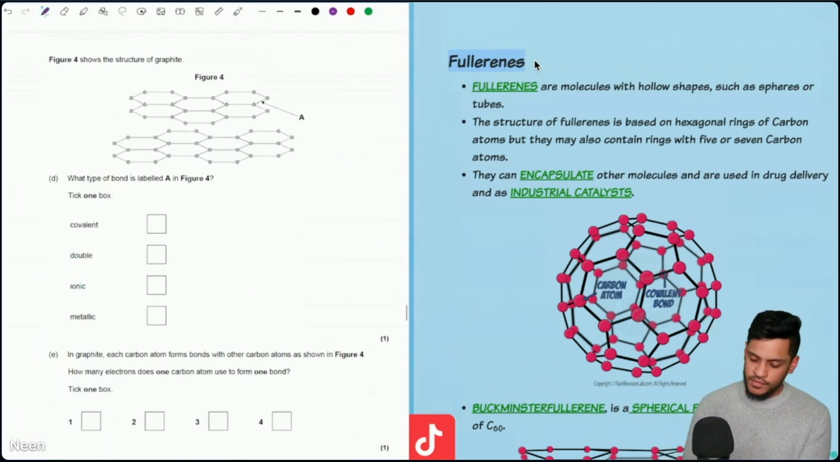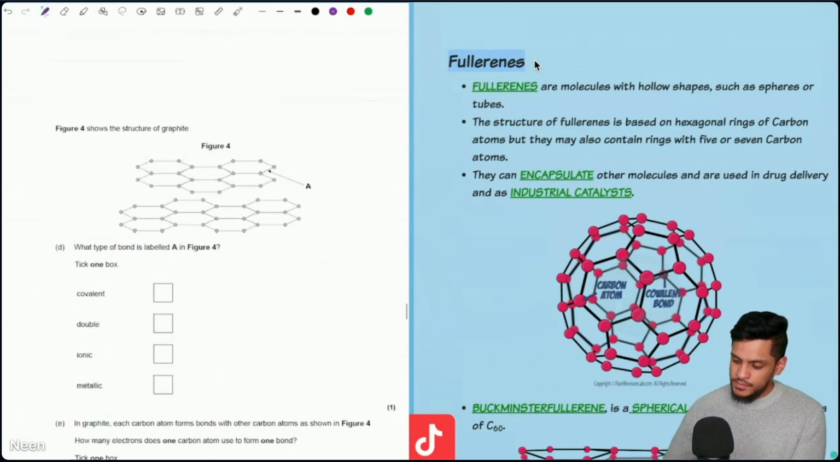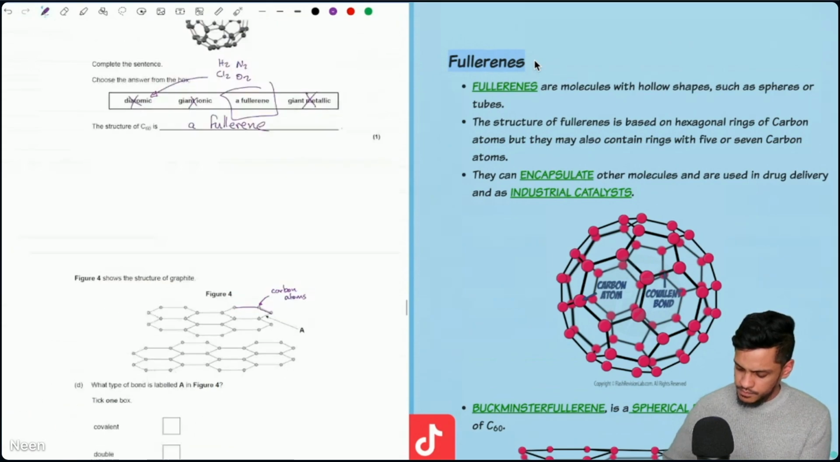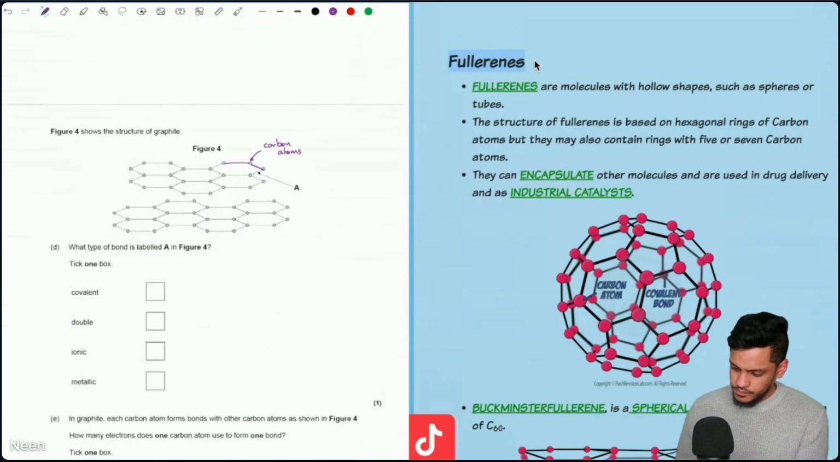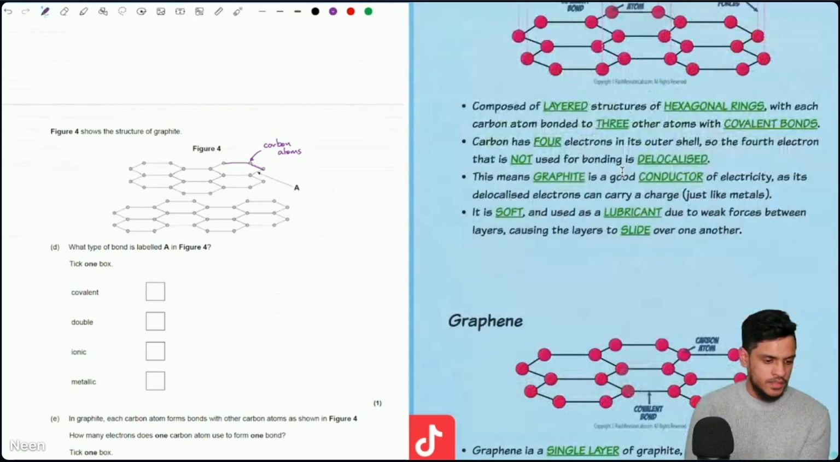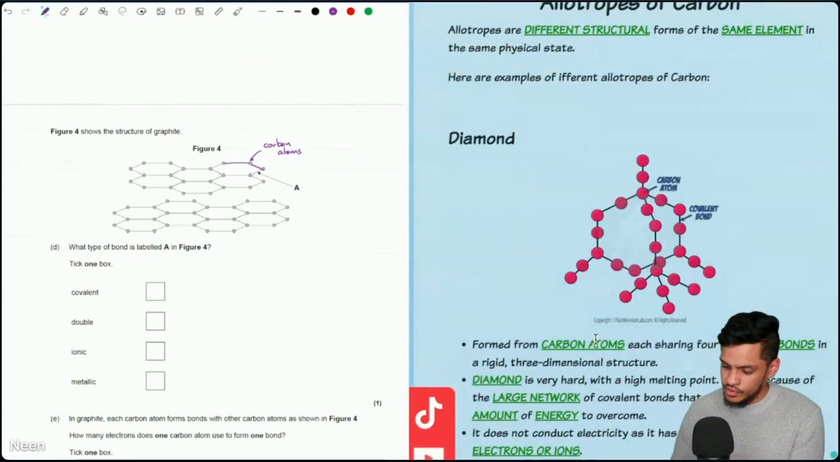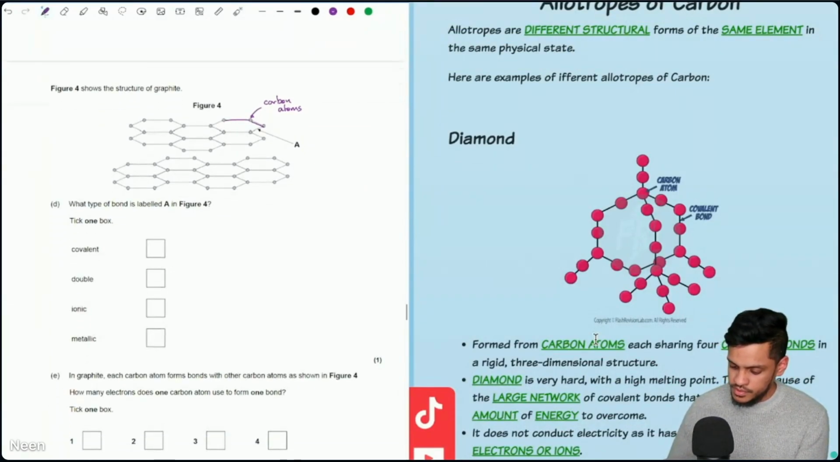Next one, we've got a structure of graphite. What type of bond is labeled here? What do you guys think? In graphite, what are the straight lines here? Each of these dots there are carbon atoms. But the lines in between them, they're a bond. So this also comes under covalent bonds because remember, these are all non-metals. You've got carbons, which are non-metals, bonded to other non-metals, more carbons. It's going to be covalent.